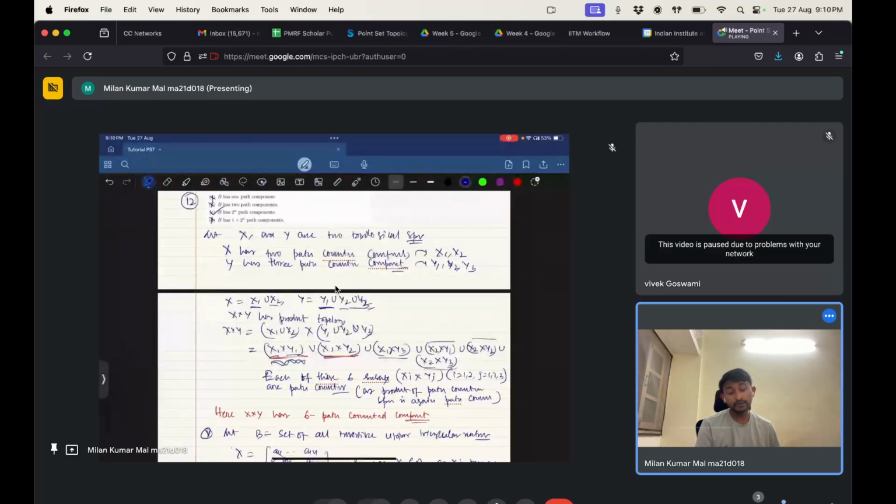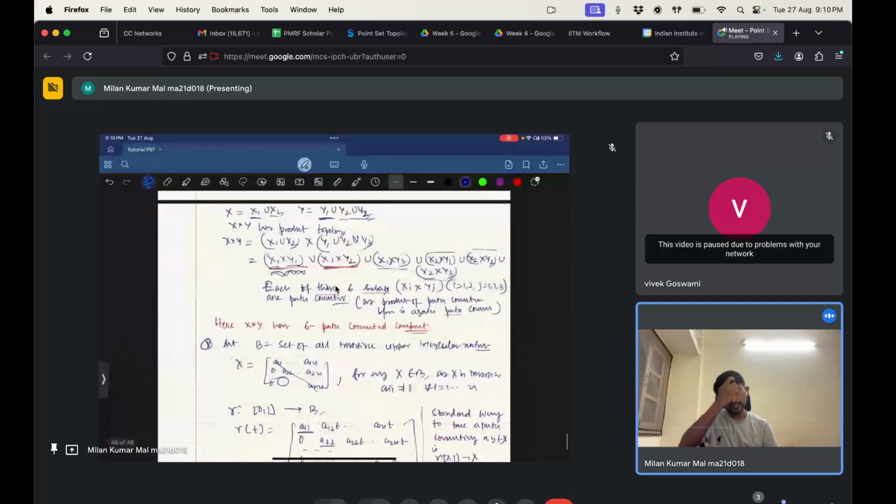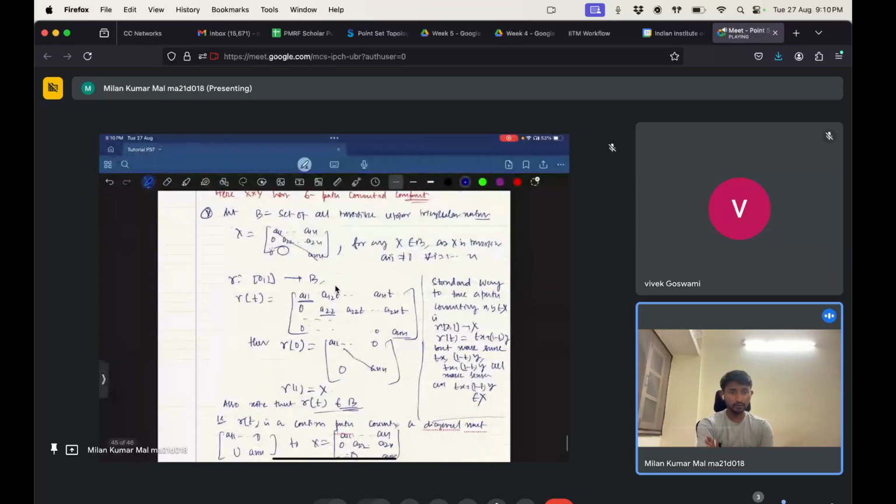Now what we have been given here is that B is the set of all invertible upper triangular matrices. As B is invertible upper triangular matrices, the main diagonal elements will be non-zero. Now we can give a continuous path from 0 1 to B connecting an invertible diagonal matrix and an upper triangular matrix. That means we can think of the space of invertible diagonal matrices and the space of invertible upper triangular matrices.